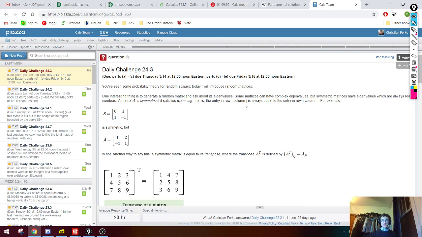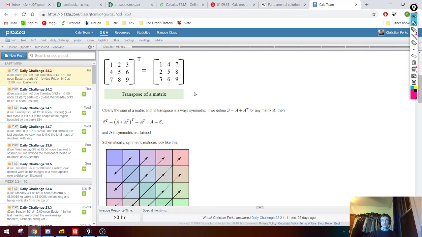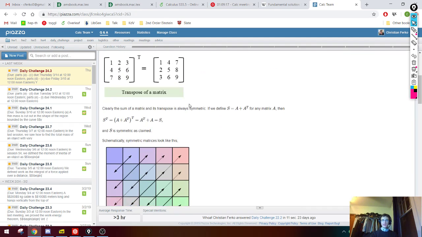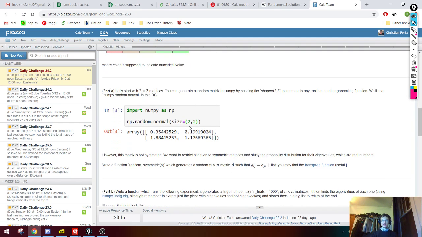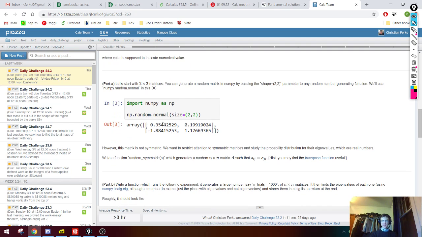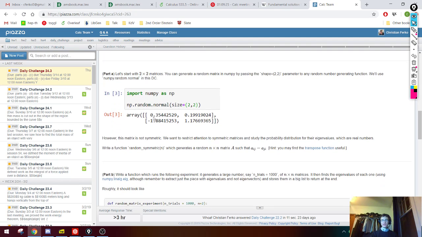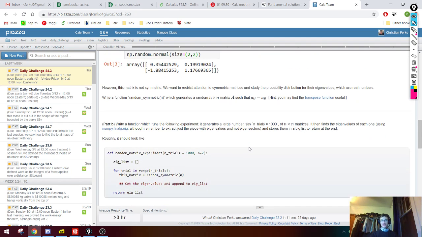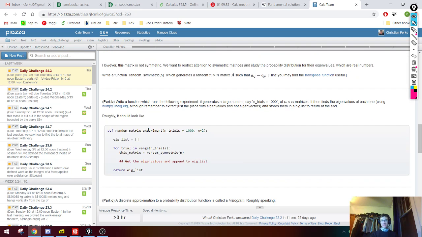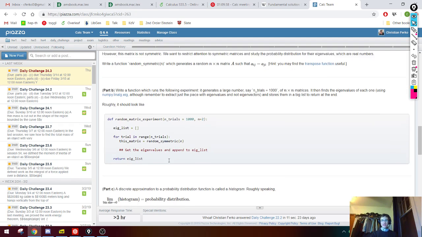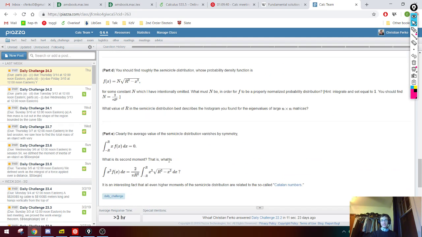But anyway, what you're going to do, I guess on Thursday, is in Python, rather than generating random numbers, generate some random matrices. So you're going to do some random 2x2 matrix like this, for instance, and NumPy will spit out some matrix filled with random numbers, and then you're going to find the eigenvalues of that random matrix. You'll write some function like random matrix experiment where you generate a bunch of random matrices, find the eigenvalues of all of them, and put them in a list. And then you just plot how often each eigenvalue appears in that list.